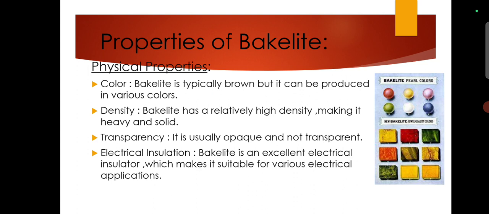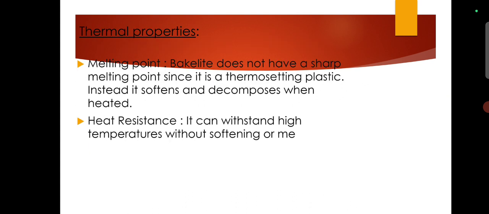Properties of bakelite. The physical properties of bakelite include color, density, transparency, and electrical insulation. Bakelite is typically brown, but it can be produced in various other colors, which are also shown in the image given along. The density of bakelite is relatively high, making it heavy and solid. It is usually opaque and non transparent. Bakelite is an electrical insulator, which makes it suitable for various electrical applications.